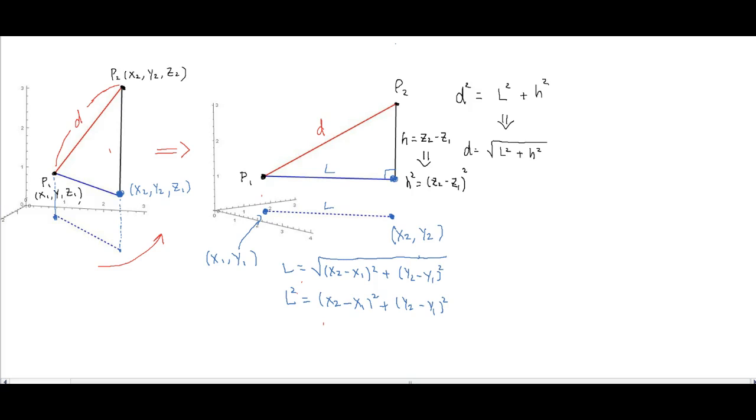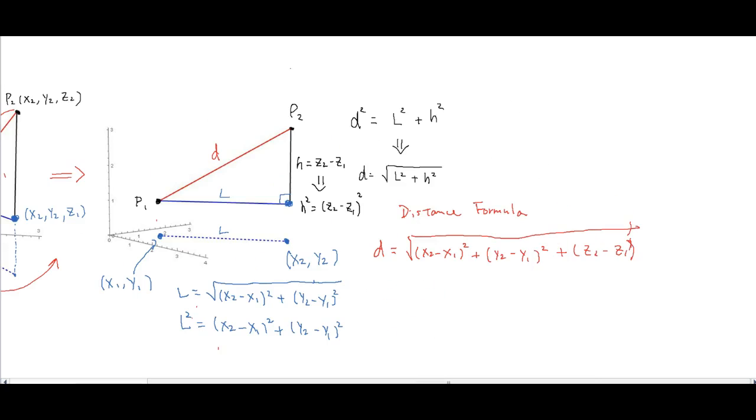Now by putting all of these ingredients together, we get what's called the distance formula. So in terms of the coordinates x1, y1, and z1, x2, y2, and z2, we get this long formula, (x2 minus x1) squared plus (y2 minus y1) squared plus (z2 minus z1) squared. So this is the distance formula in three-dimensional space, and I'm going to expect you to be able to use this, know the formula, and be able to use it.